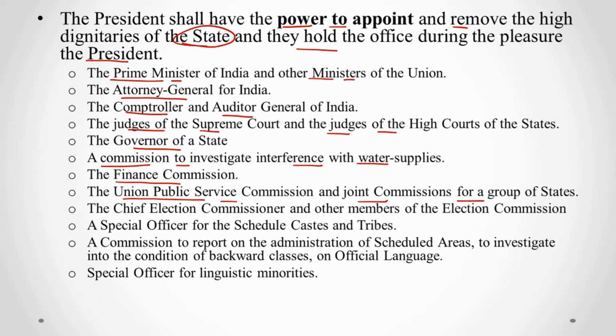the Chief Election Commissioner and other members of the Election Commission, Special Officer for Scheduled Castes and Tribes, Commission to report on the administration of scheduled areas, to investigate into conditions of backward classes and Commission on Official Language. He can also appoint a special officer for linguistic minorities.